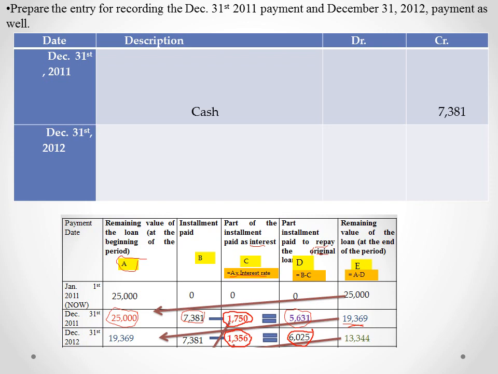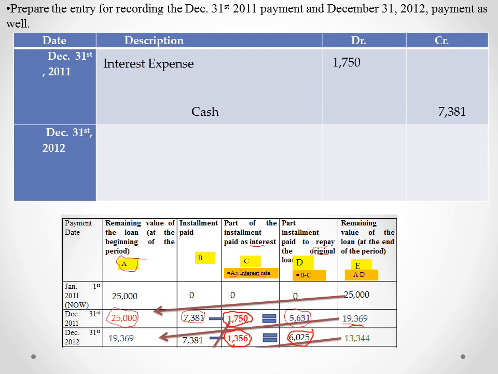So this means that you need to prepare an entry on December 31st to record two things. The amount that Randa will pay in cash, which will equal the total installment paid, 7,381. Part of this 7,381 will be used to pay interest, and part of it will be used to repay the original loan. So we need to record two things.